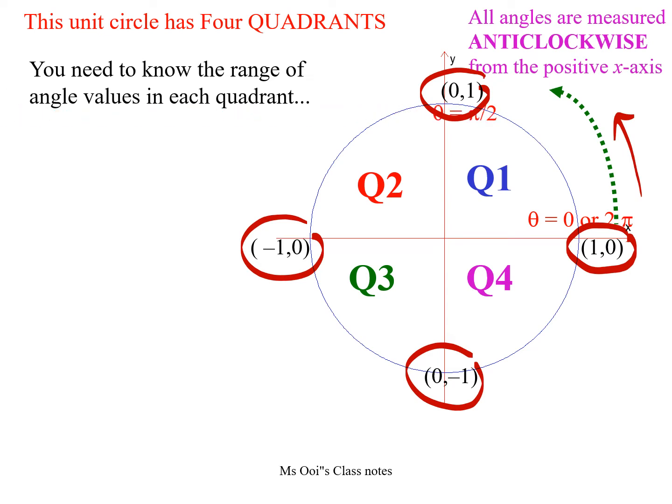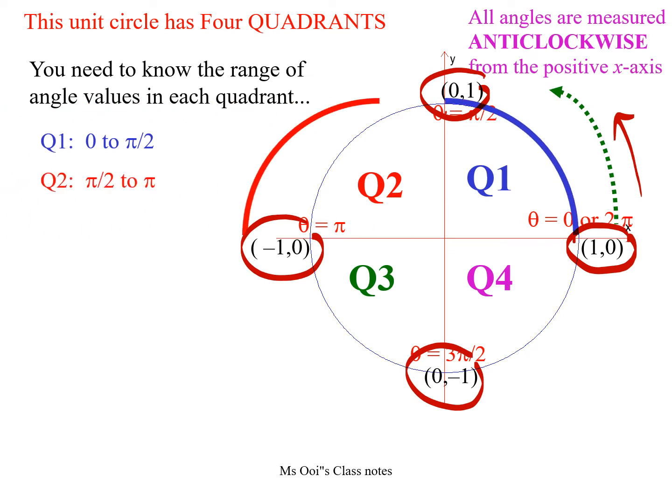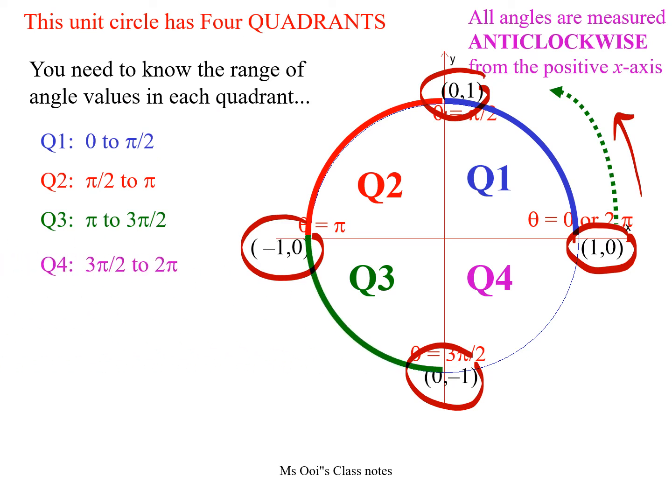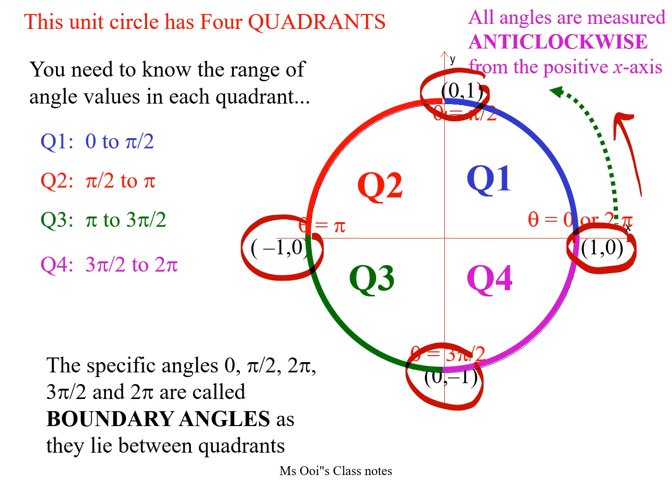So let's look at the boundary angles: 0 at this point, pi on 2, pi, 3 pi on 2, and 2 pi. 3 pi on 2 is 270 degrees. So quadrant 1 is from 0 to pi on 2. Quadrant 2 is from pi on 2 to pi. Quadrant 3 is pi to 3 pi on 2. And then quadrant 4 is 3 pi on 2 to 2 pi.